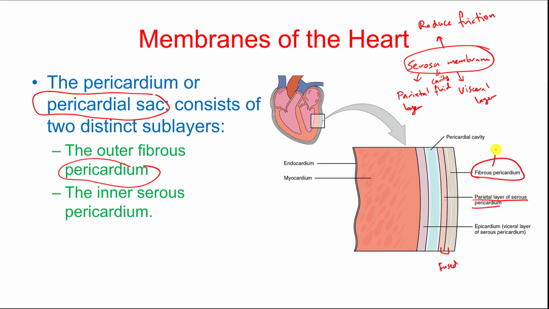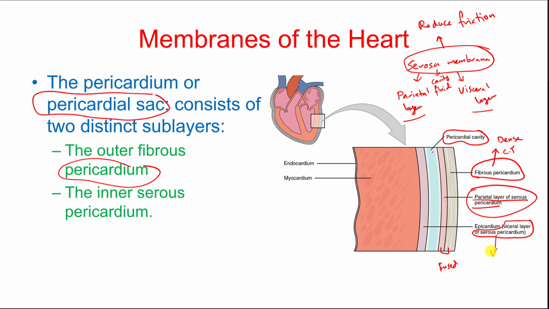The fibrous pericardium is dense connective tissue, and the parietal layer is also connective tissue, and they are fused together, and both form the outer layer. Then we have the cavity, the pericardial cavity, which is usually filled with fluid. Then we have the visceral layer of the serosa pericardium. Remember, we said we have a parietal layer and a visceral layer. This was the parietal layer, and now this is the visceral layer.